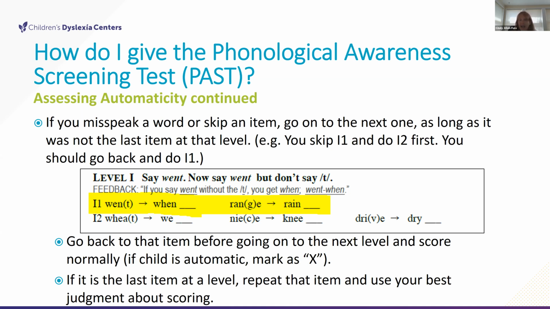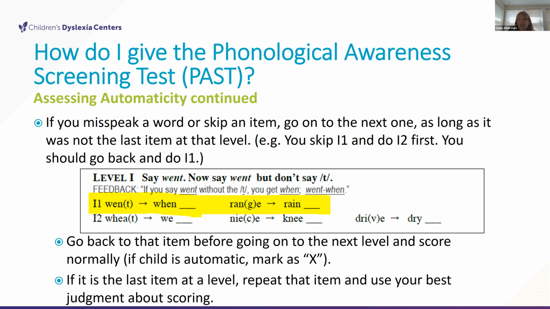If it's the last item on the level, suppose you skip wheat by mistake and you start with niece. You give the child niece and you give the child drive. Go back and give wheat. But suppose you skipped wheat and niece and you end up giving drive first and then realize you have to go back and do the other ones. You just go ahead and do that and give it to the child.